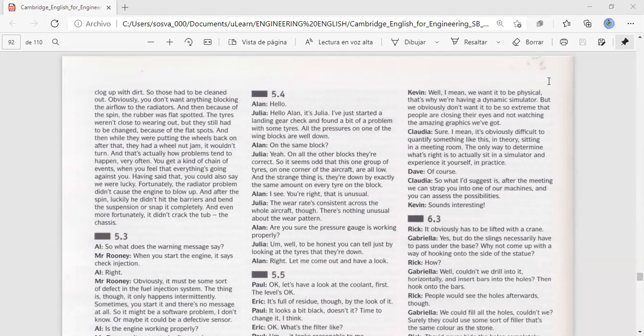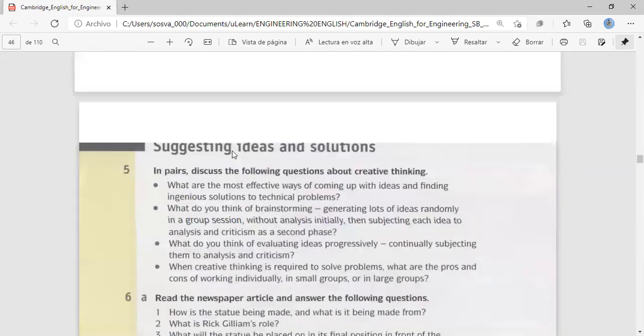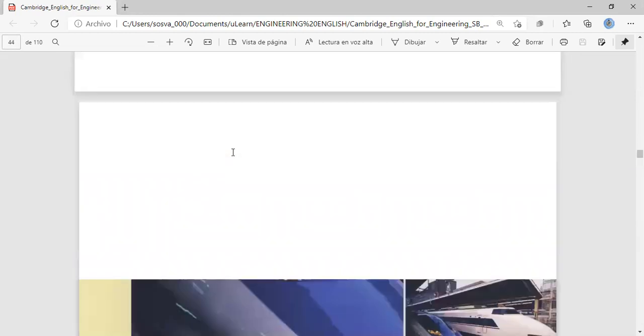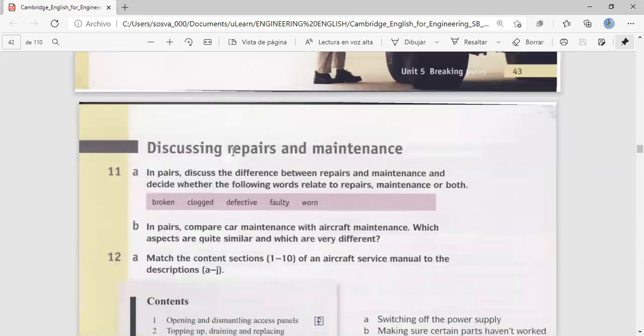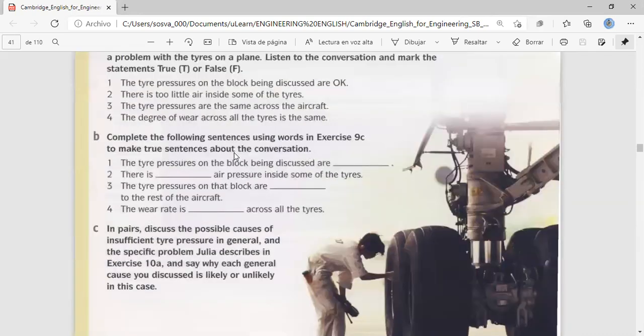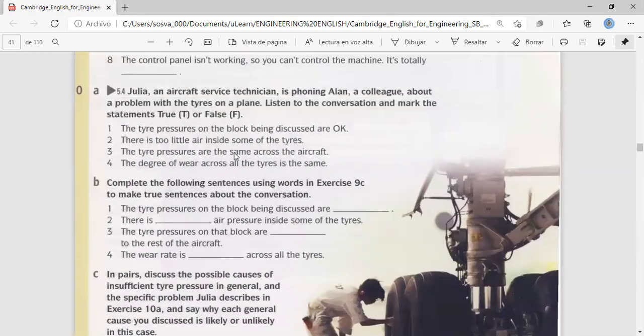Okay. So, 5.4. Oh, okay, there it is. So let's go back now to our book again. It was page 3 something. Where is it? Oh, it's in here. So the problem right now in here is, true or false? The first statement says the tire pressures on the block being discussed are okay. It's true.